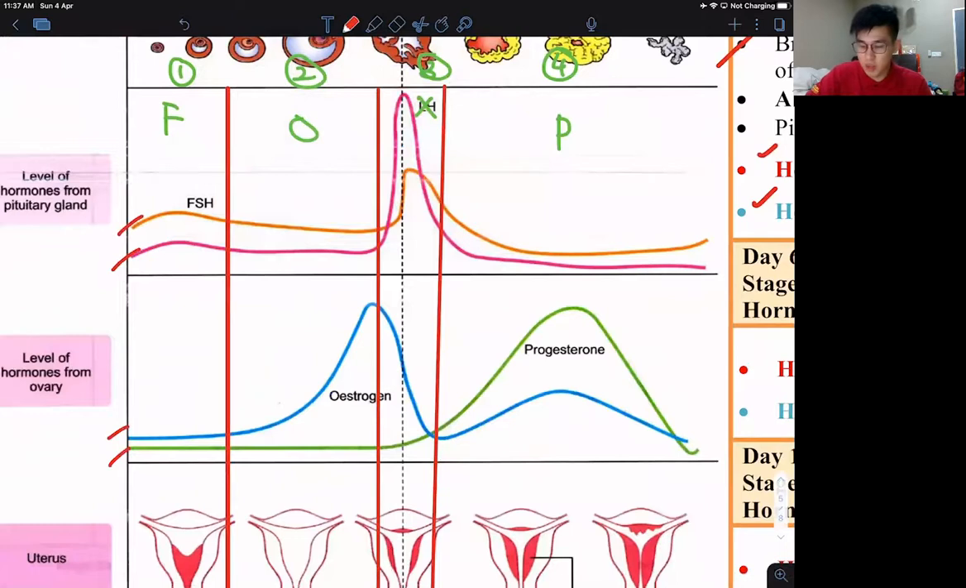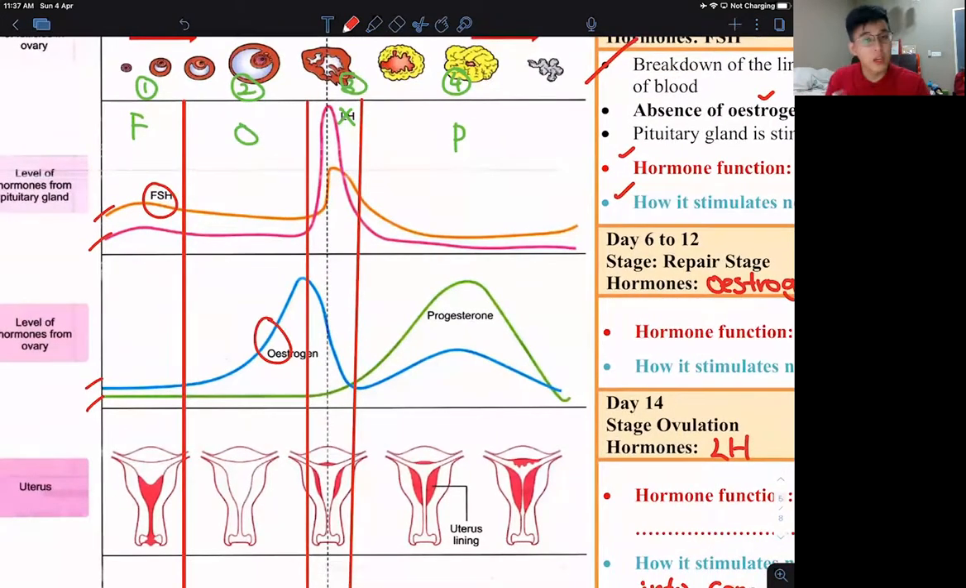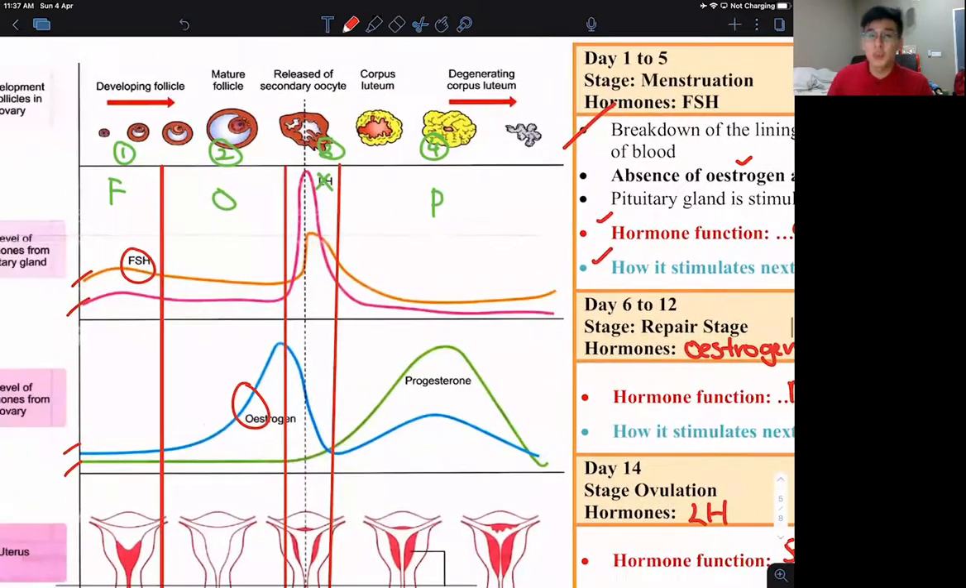The highest is this one, so I know that this line is FSH. And the next one, I need estrogen to repair. That's why in this stage this one is the highest, so this is estrogen. And that's why you can see at day 5 to day 12 your endometrium starts to become thicker already because there's estrogen. Just now menstruation occurred, that's why the wall broke down. And then estrogen will stimulate FSH and most importantly, LH.